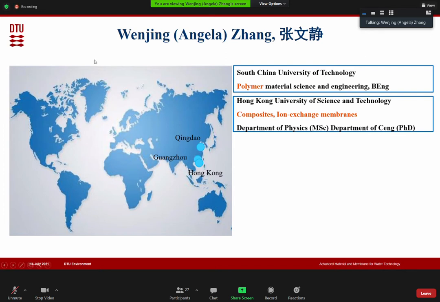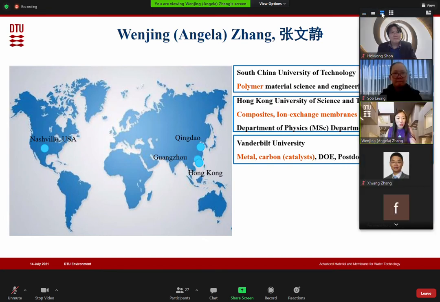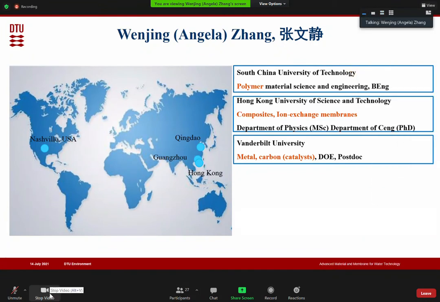Right after my PhD, I moved to the United States and joined Vanderbilt University. There, I studied metal as a catalyst with carbon support. And I used electrospinning as a shaping technology to invent the world's first nanofiber electrode for fuel cells. At that time, I was thinking there is still one more material I haven't studied yet.